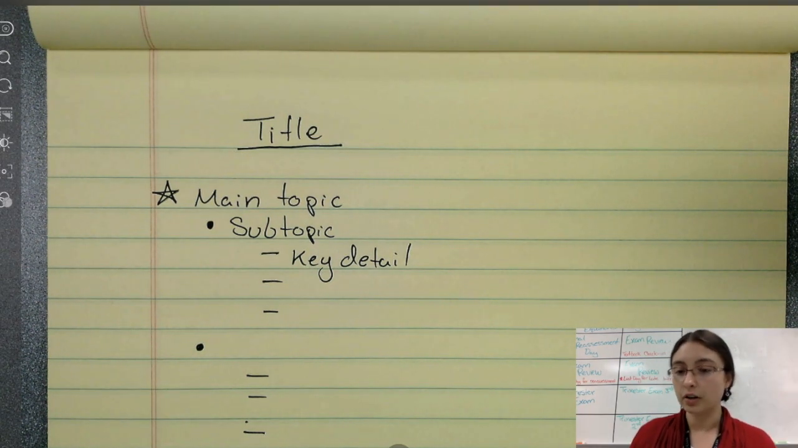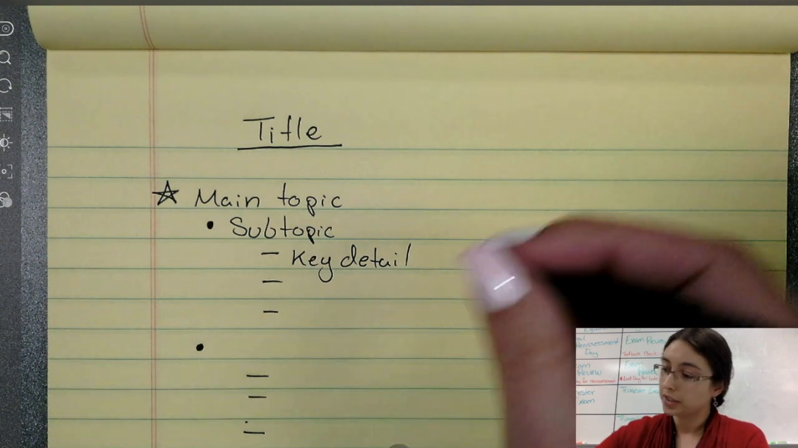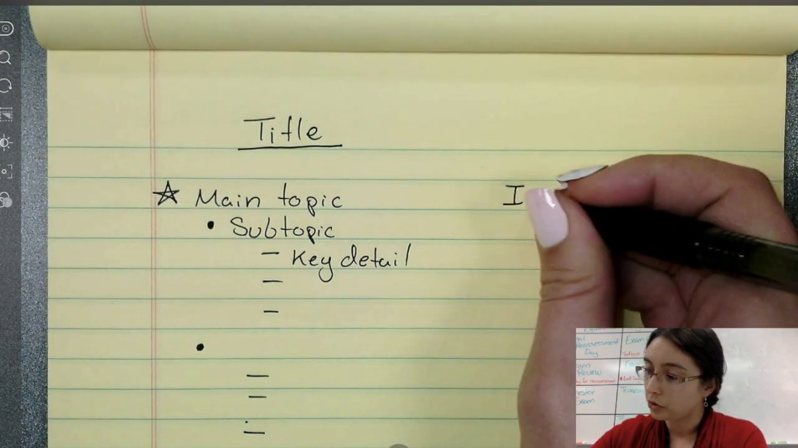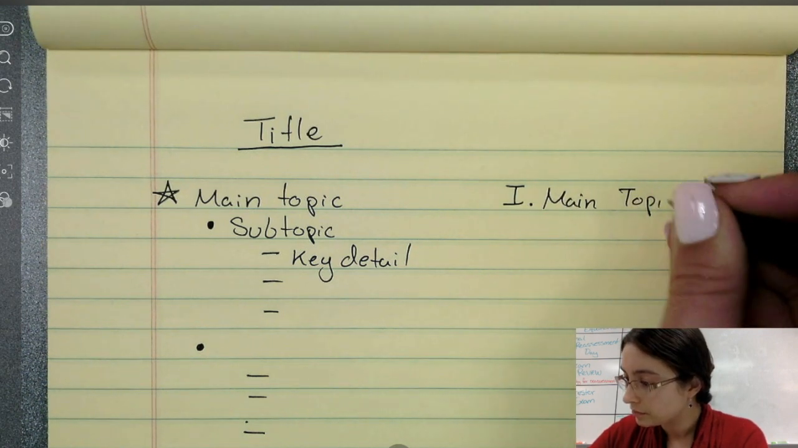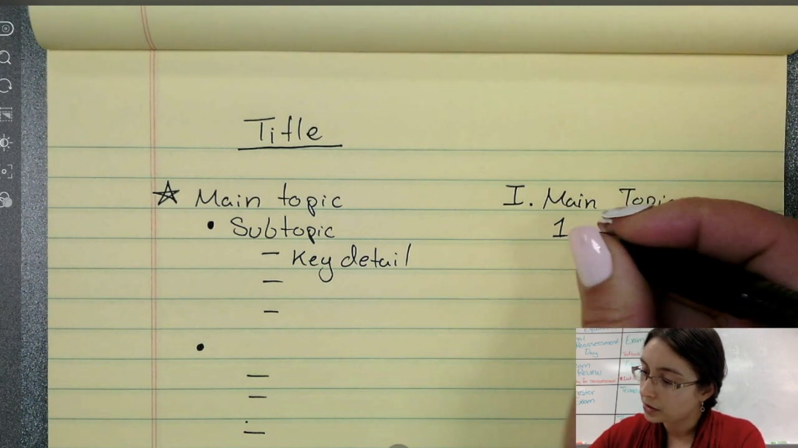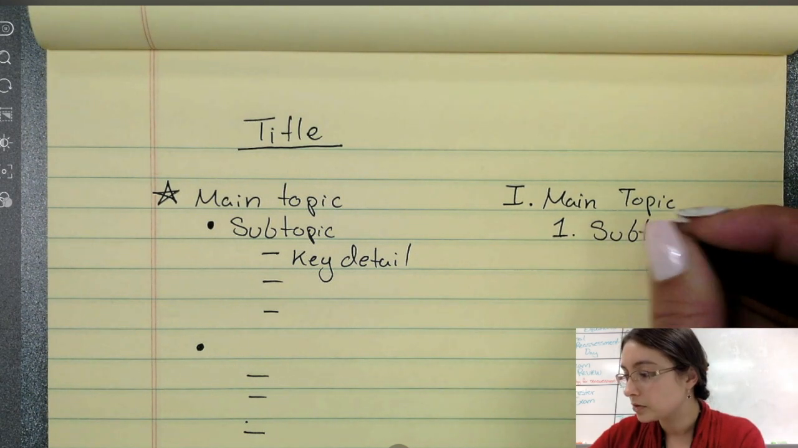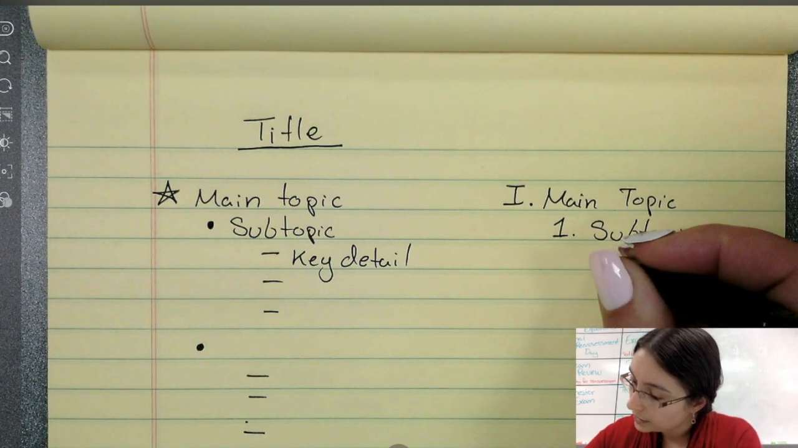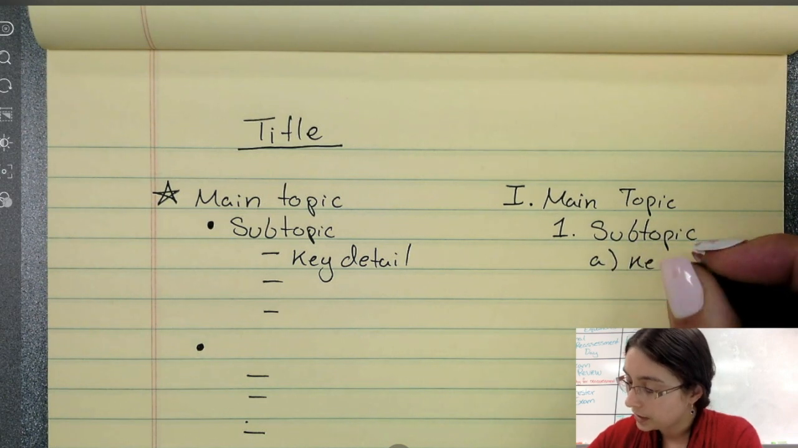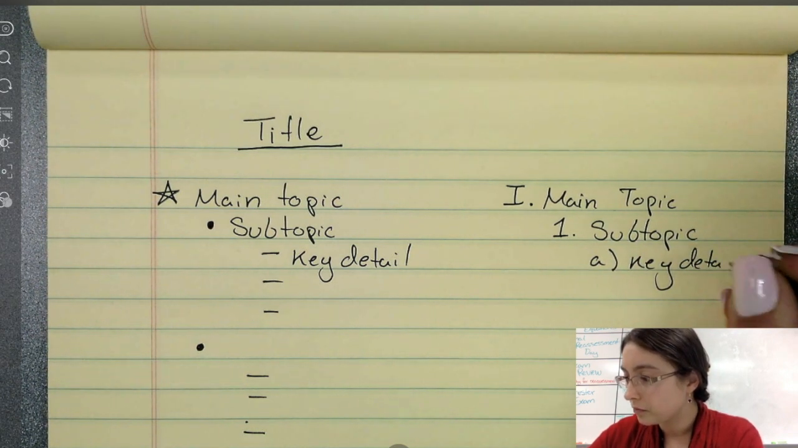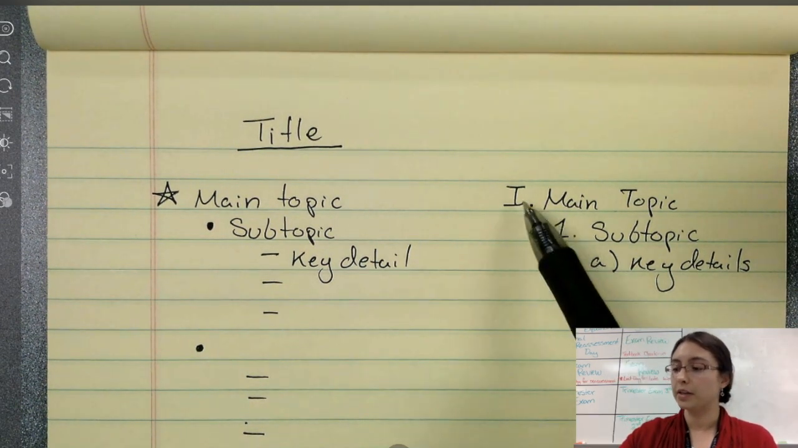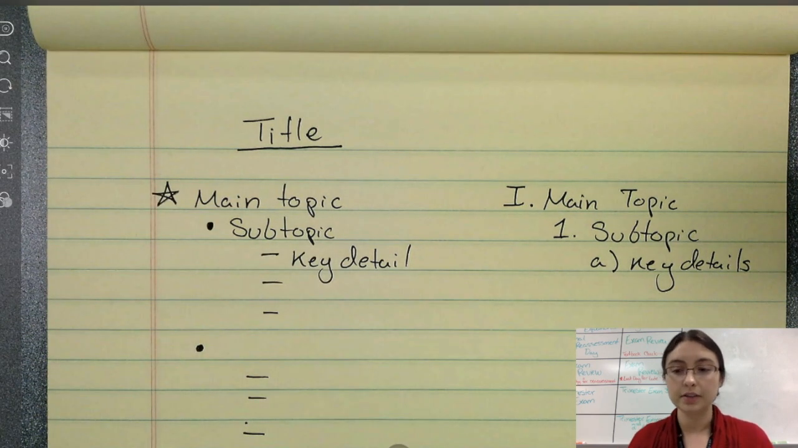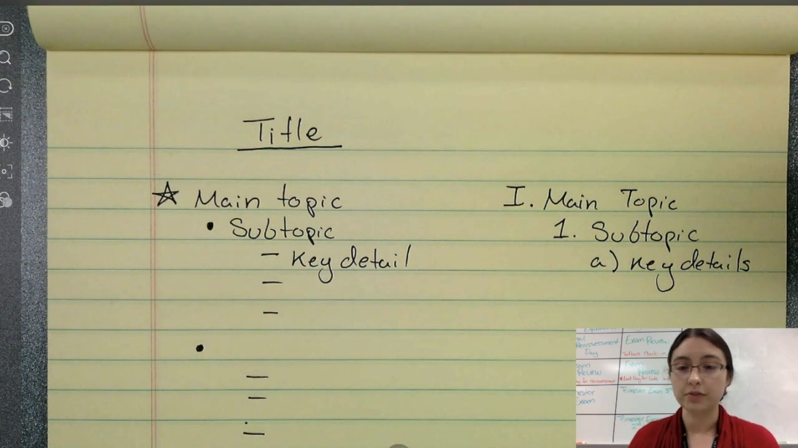If you don't like stars, dots, and dashes, this is also commonly done with a Roman numeral for the main topic, and then a regular number for the subtopic, and then letters for the key details. Either one of these methods, whether you like numbers and letters or you like dots and stars, either one will work just fine. But this is how I'm going to show you how to take notes.